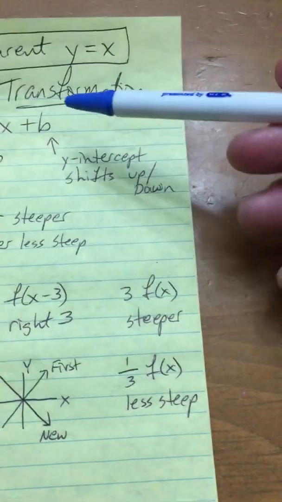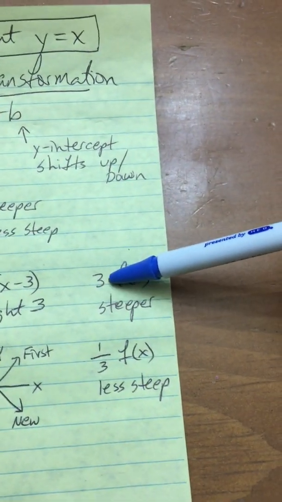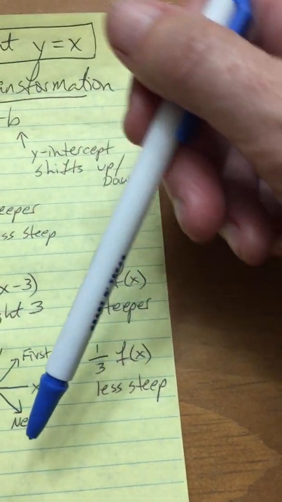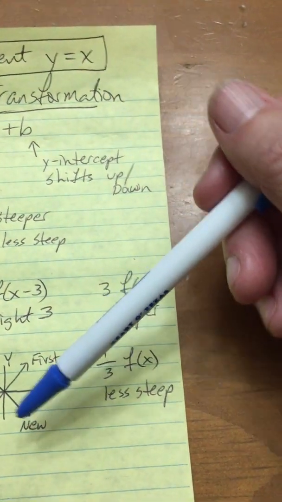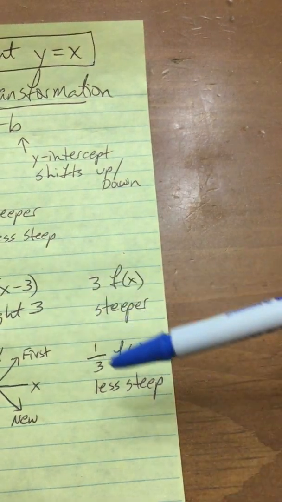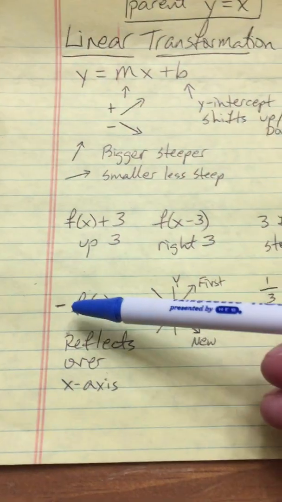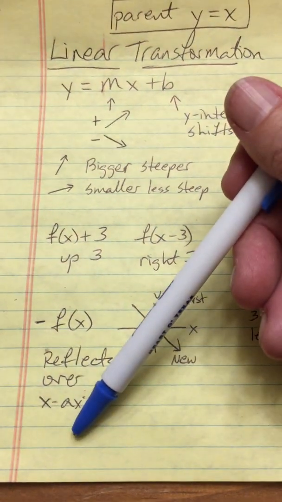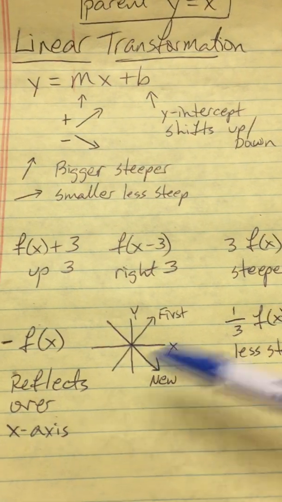Now, this is where it's different from your quadratics, okay? This one, if you multiply by a bigger number, the line simply gets steeper, okay? If you multiply by a smaller number, the line gets less steep. It gets flatter and flatter. So bigger number gets steeper, smaller number is less steep. And then, of course, multiplying by a negative makes it go from a positive slope to a negative slope. So that's my reflection over the x-axis.